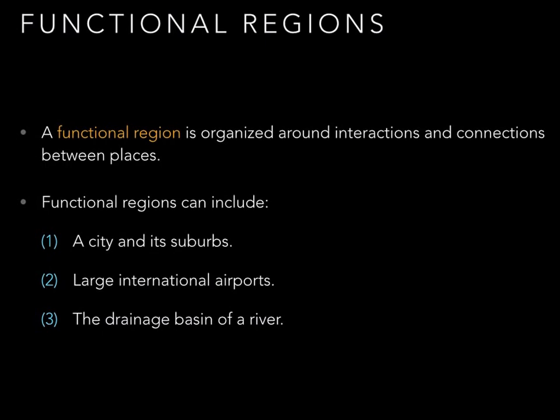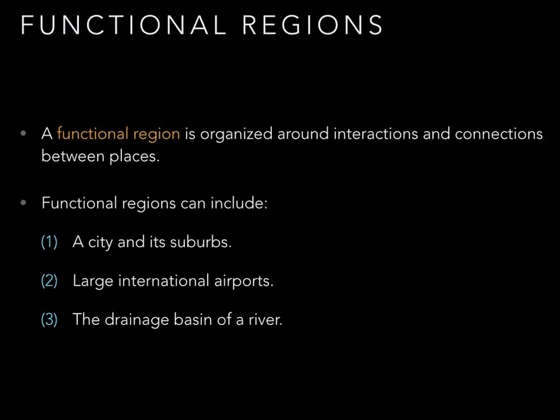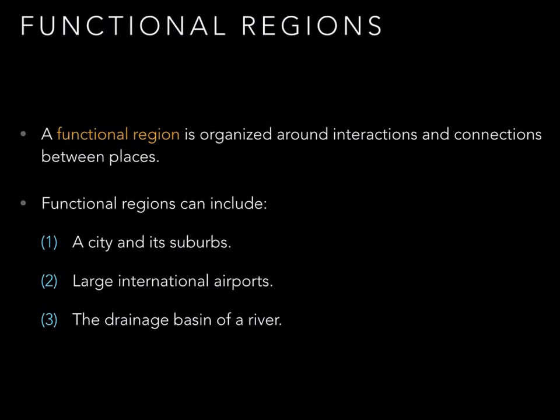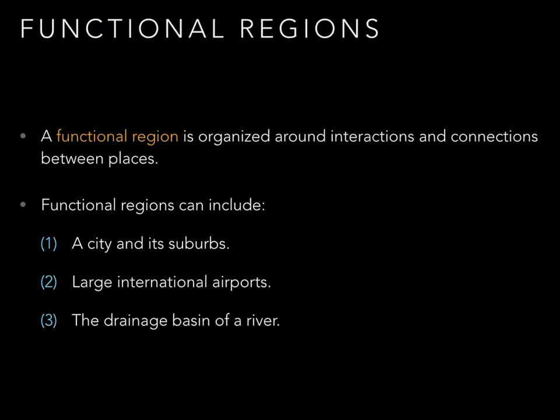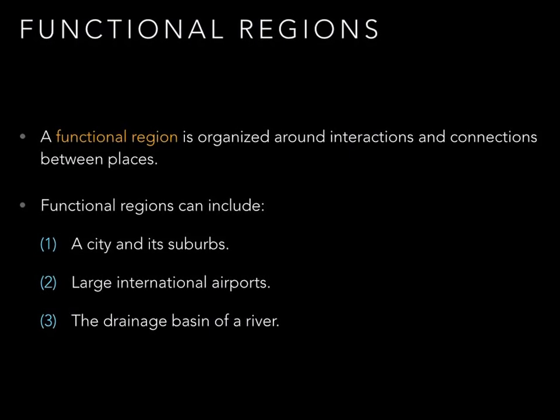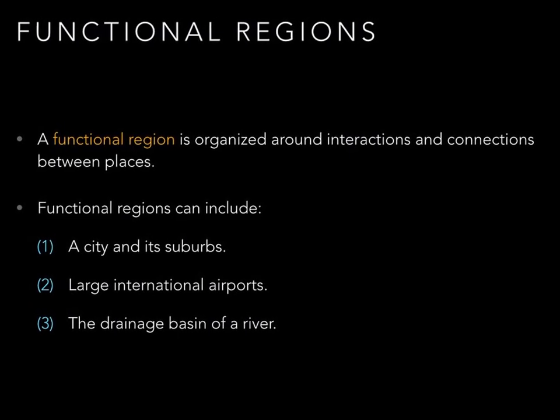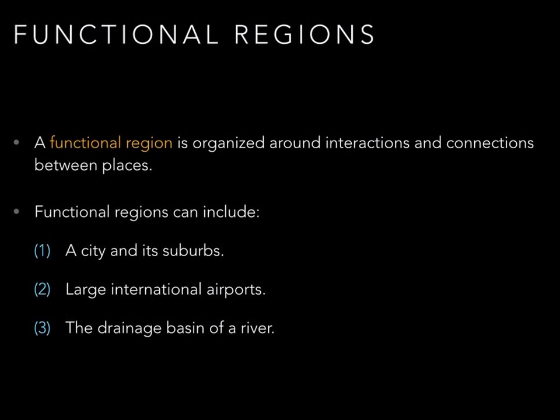A functional region. Functional regions are organized around interactions and connections between places. For instance, a city and its suburbs have a connection with one another. Large international airports serve a certain function, the transportation of people and cargo. The drainage basin of a river is a functional region. The function of a drainage basin is to drain a river like the Mississippi.